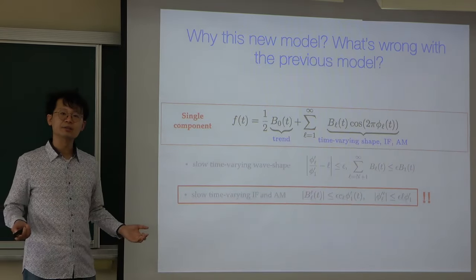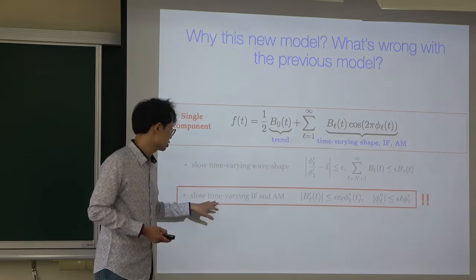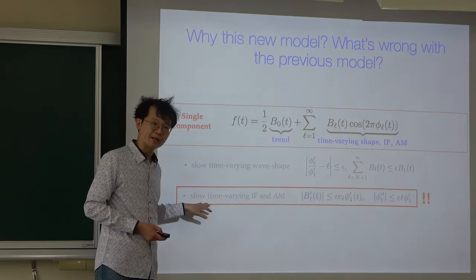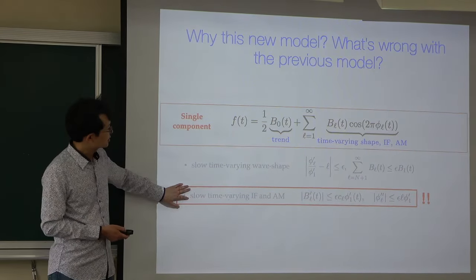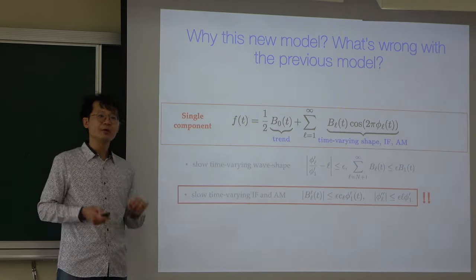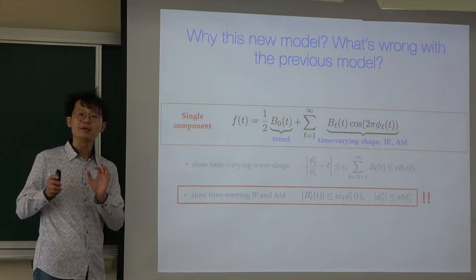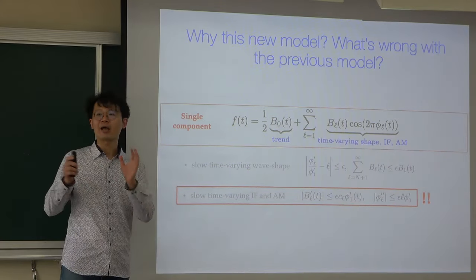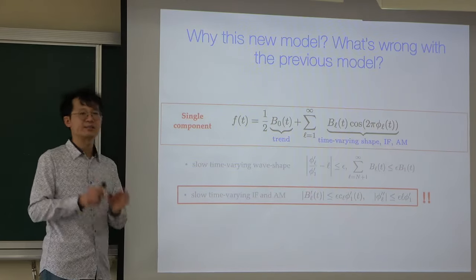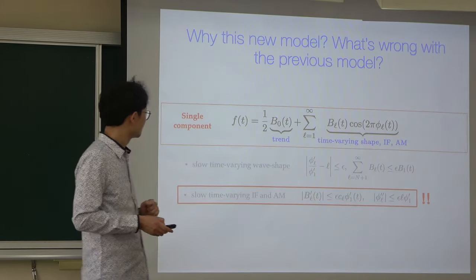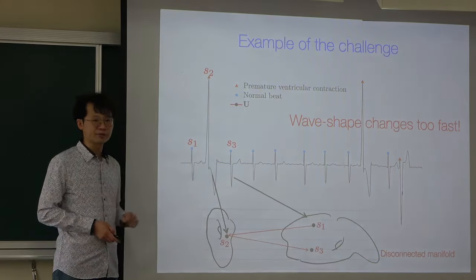Then why is it not good? It is not good just because of this slowly varying instantaneous frequency and amplitude modulation model, because it forces us to consider only those time-varying wave-shape functions that change slowly. That is, we are not able to control or analyze signals that have very fast time-varying wave-shape functions. And that is an example you can immediately see from biomedical signals.